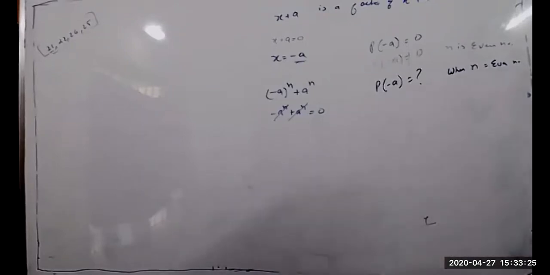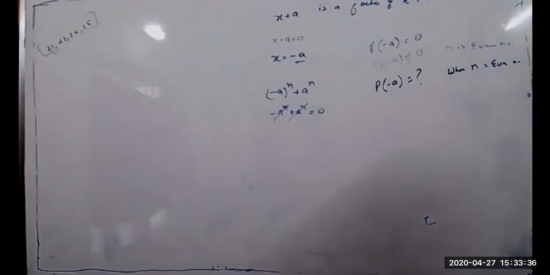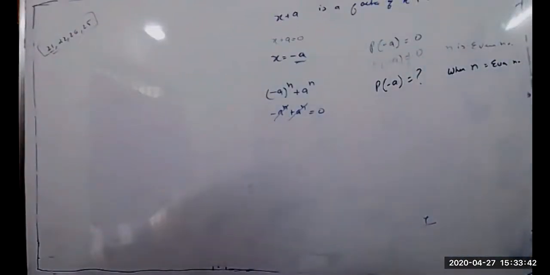Sir, will it be a to the power n only? No. 2a. Sir, 2a to the power n. Yes, it is 2a to the power n, because when you are replacing p with minus a, you get minus a to the power n plus a to the power n. When n is an even number, this will become positive. It will be a^n plus a^n, which is equal to 2a^n.